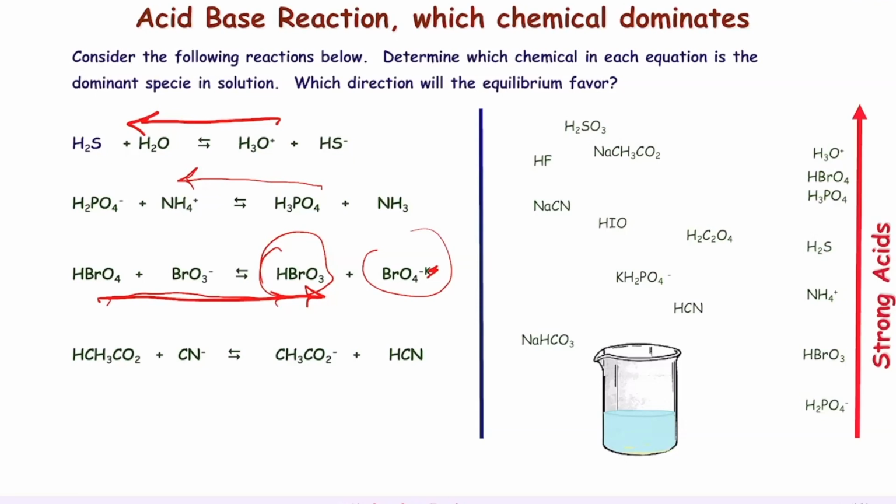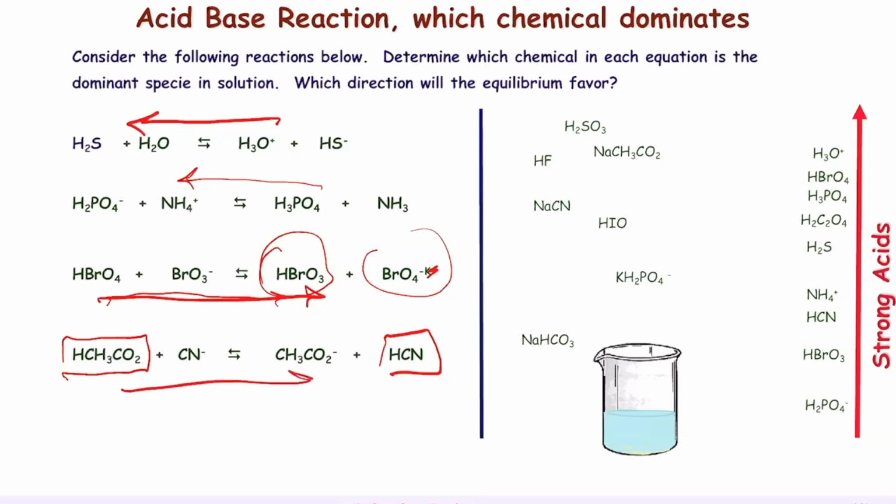And finally, the last one is acetic acid. You guys should know this. Okay, it's a common acid, so you should just commit it to memory, versus hydrogen cyanide. Acetic acid is a stronger acid than hydrogen cyanide. Okay, so the reaction is going to favor the products. The products are going to be the majority chemicals, because acetic acid has a stronger ability to give up its hydrogen.